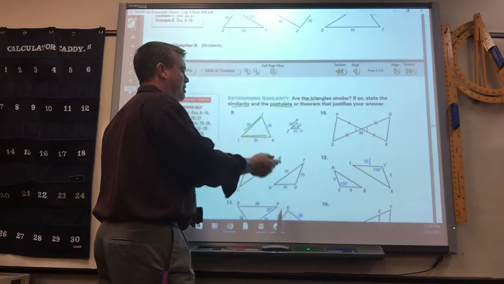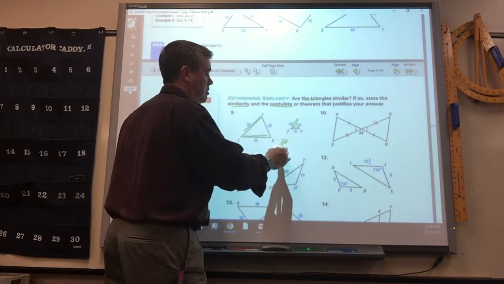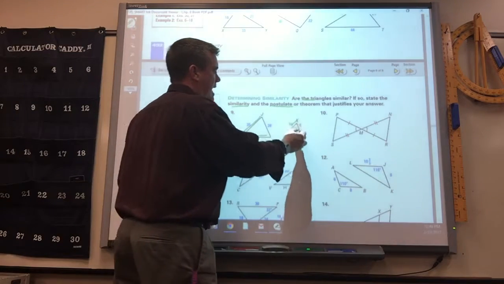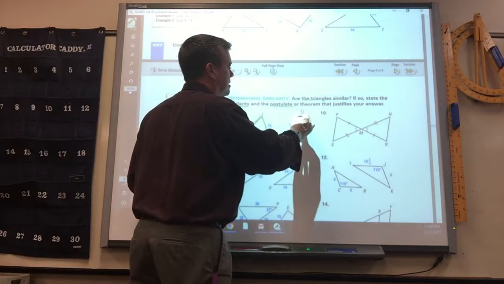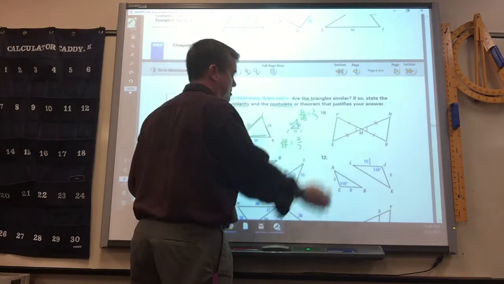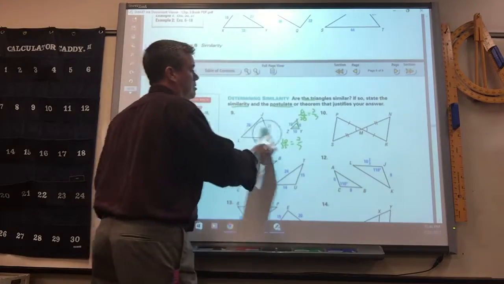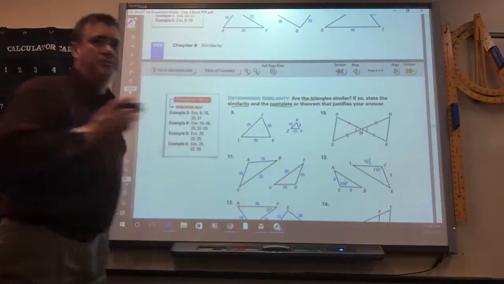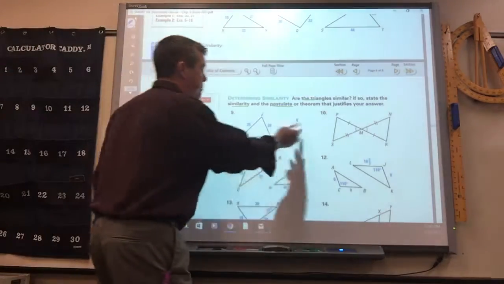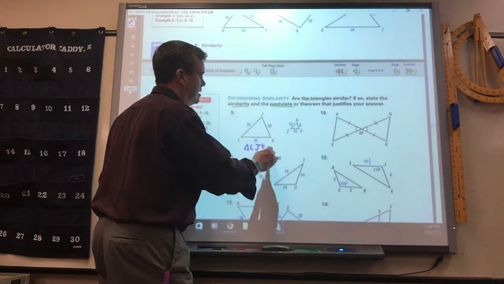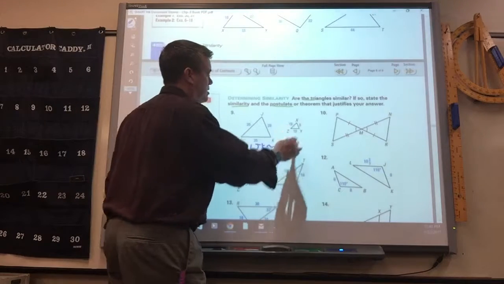Well, 10 to 35 reduces to 2/7. 8 to 28, you can divide them both by 4 and you'd get 2/7. So, all 3 sides are the same proportion. So that means the similarity statement is triangle LJK is similar to triangle ZXY.